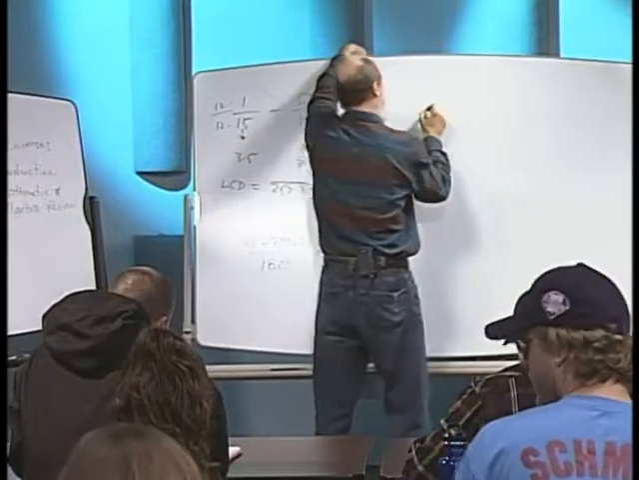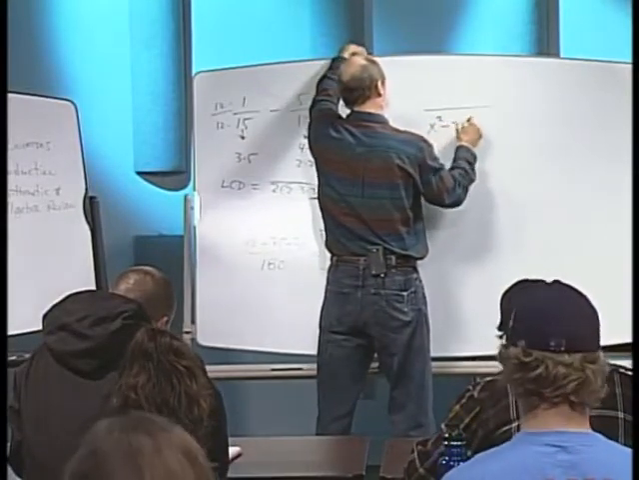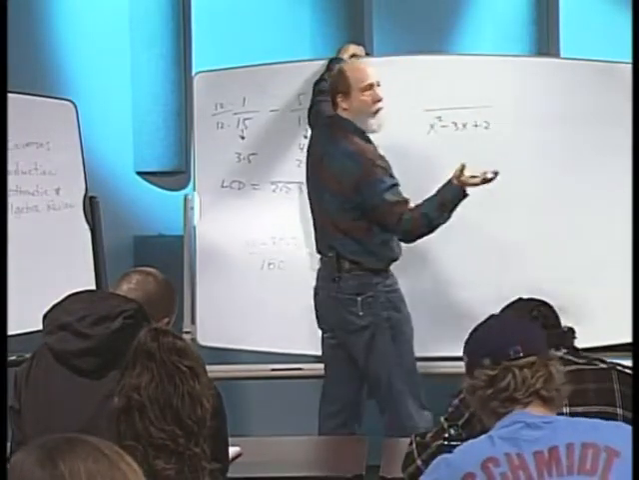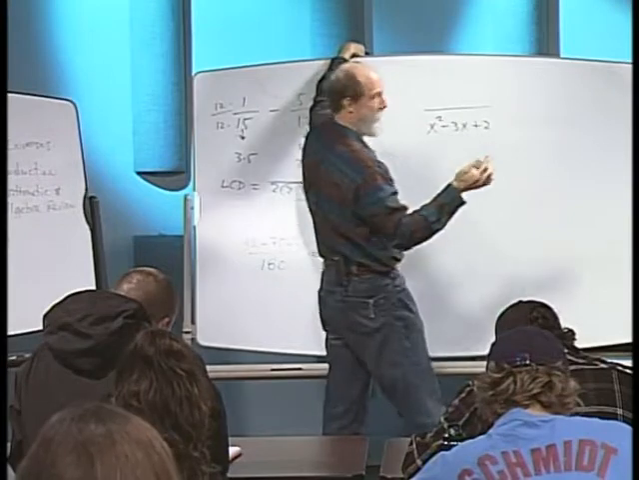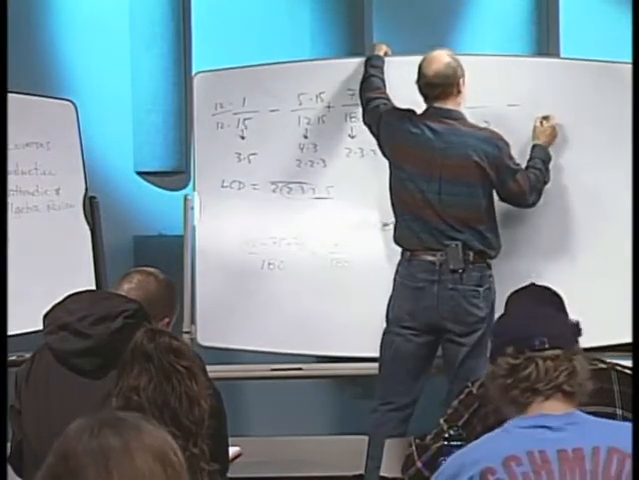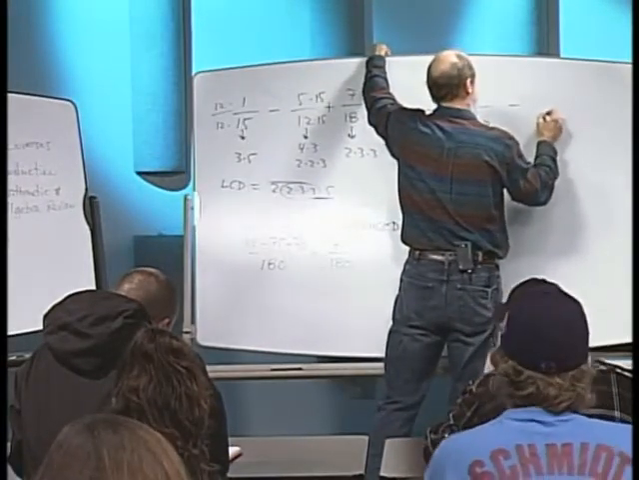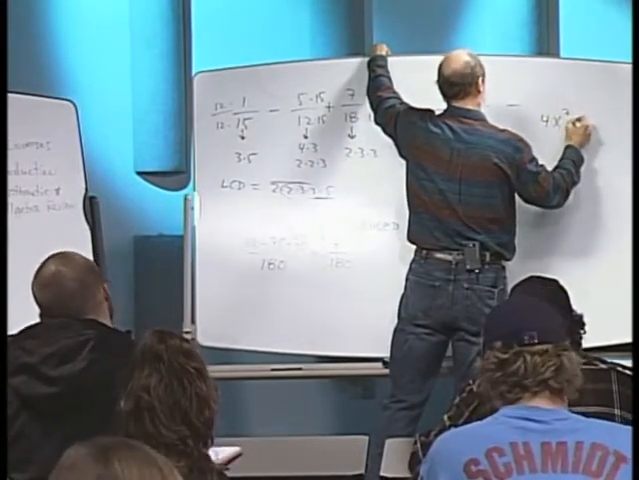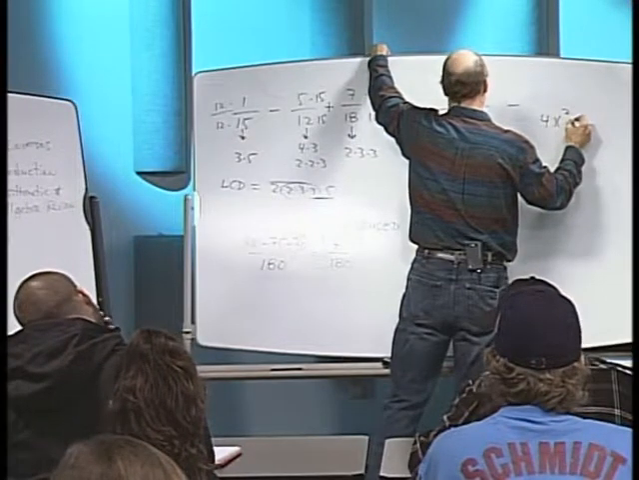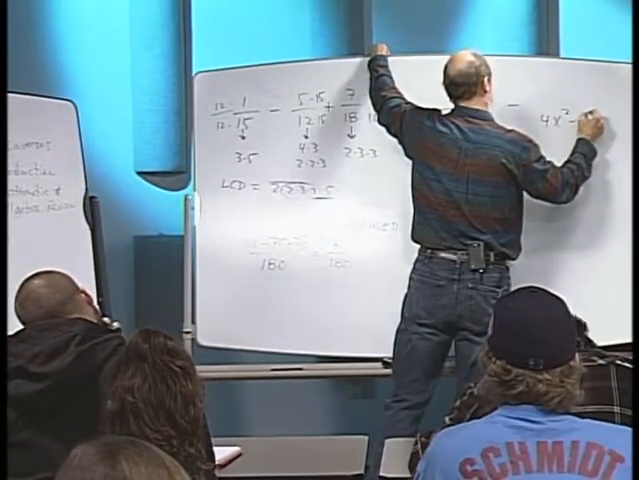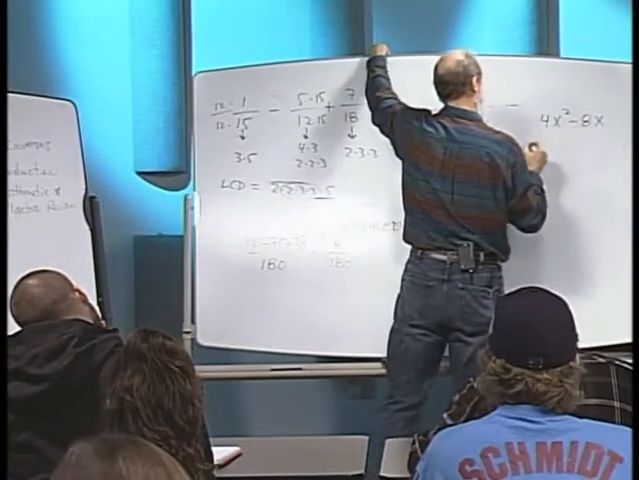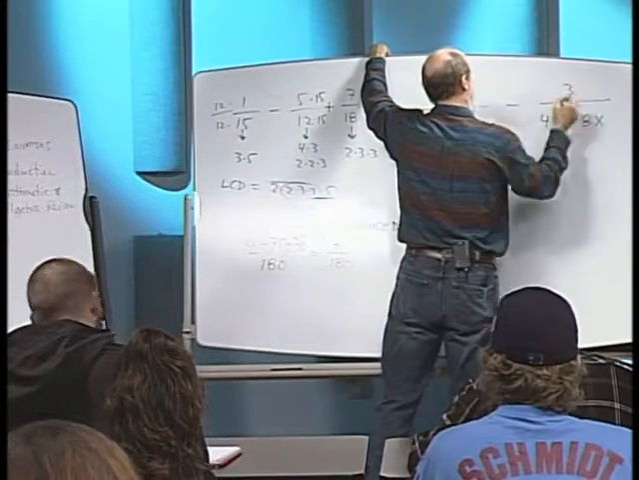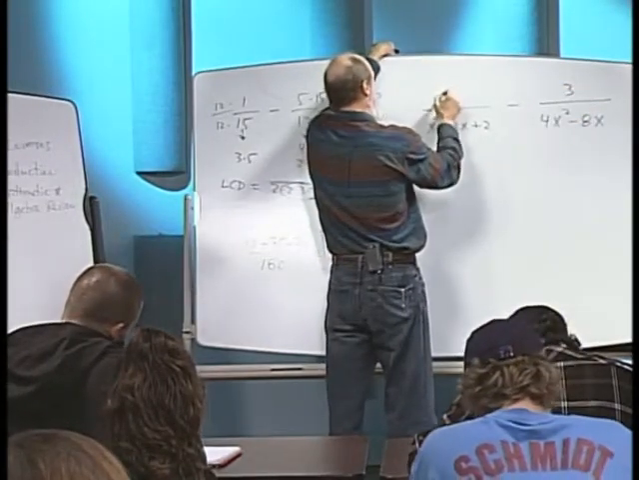Okay, let's see. How about x squared minus 3x plus 2? I'm just going to do 2 fractions, okay? Just a pair of fractions. And let's subtract from it something like 4x squared minus 8x. And let's put a numerator up here of, say, 3. And over here, let's put something like x plus 1.